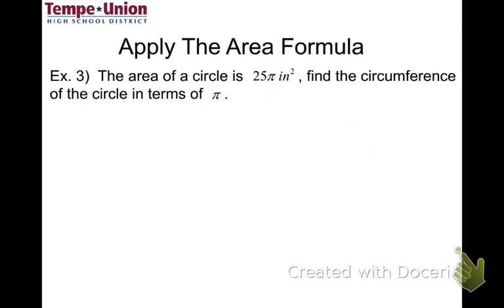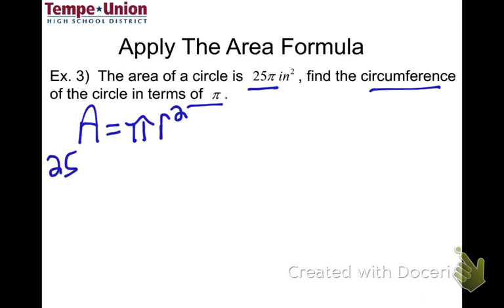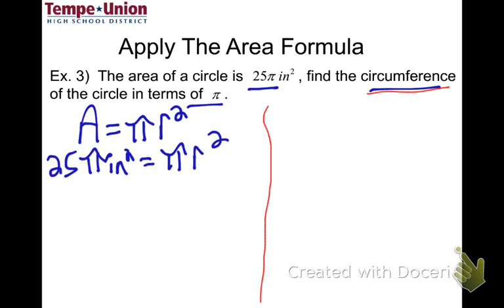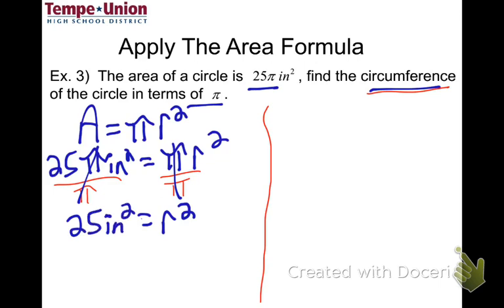The next one, we're given the area of the circle, and we have to figure out what the circumference is in terms of pi. So let me write the area formula: area equals pi r squared. The area is given as 25 pi inches squared, and we have that equal to pi r squared. Let's find the radius first, and then we can figure out the circumference. We divide by pi on both sides, so that cancels out, and we have r squared equals 25 inches squared. To get rid of the squared, we take the square root of both sides. This time it's equal because we can take the square root of 25. It's a perfect square, so r is 5 inches.